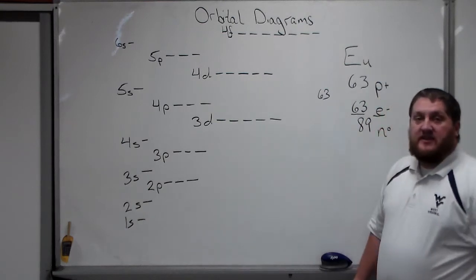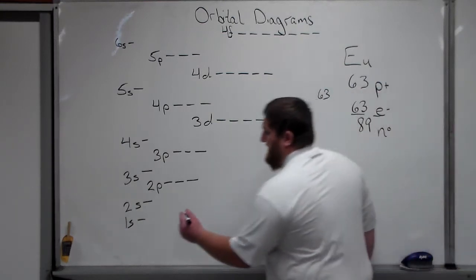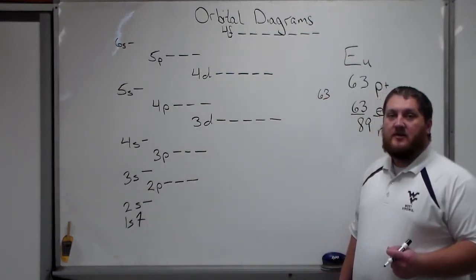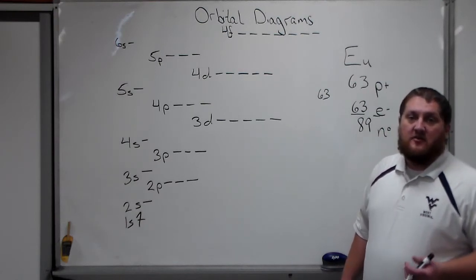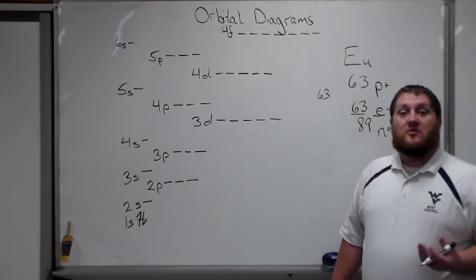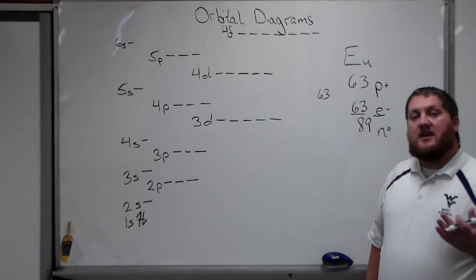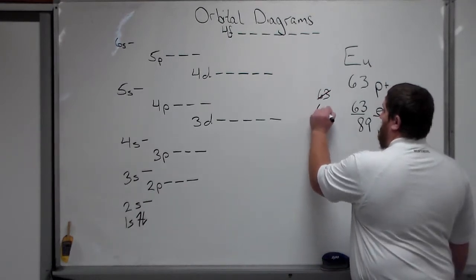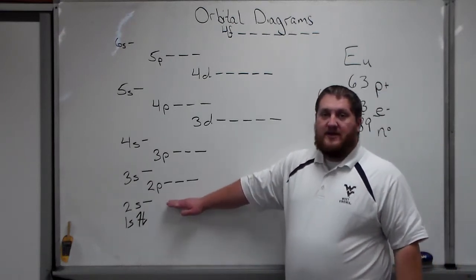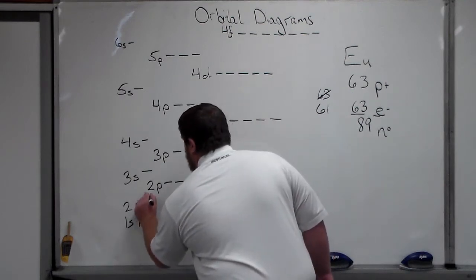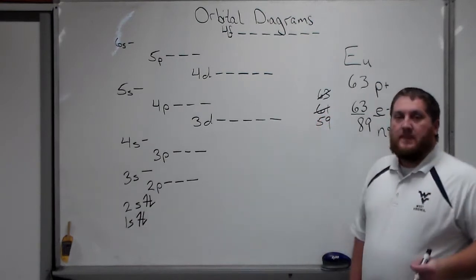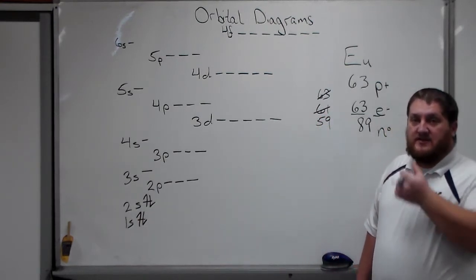So my first orbital that I fill in is 1s. So I fill in my first electron with a half arrow pointing up. The second electron is a half arrow pointing down. So that orbital is now full. Each line can have an upspin and a downspin. So I have 61 electrons left to place. I go up to my next orbital and fill it in. I have 59 electrons left to place.